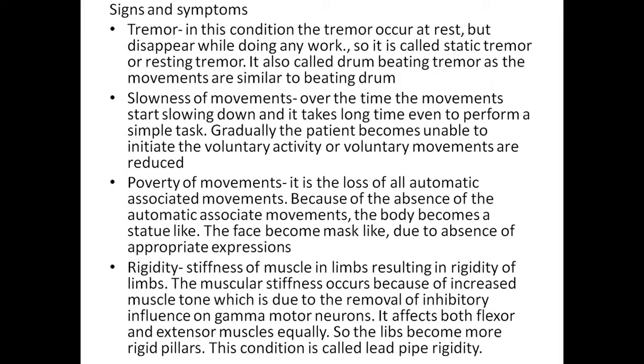appropriate expressions. Rigidity: stiffness of muscle in limbs resulting in rigidity of limbs. The muscular stiffness occurs because of increased muscle tone, which is due to removal of the inhibitory influence of gamma motor neurons. It affects both flexor and extensor muscles equally, so the limbs become rigid like pillars. This condition is called lead pipe rigidity.